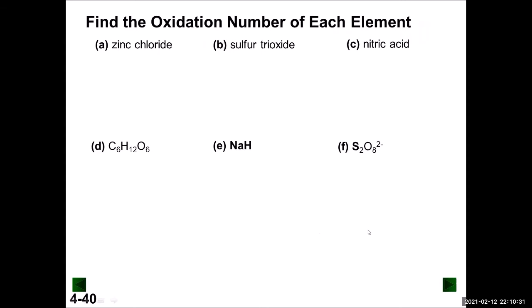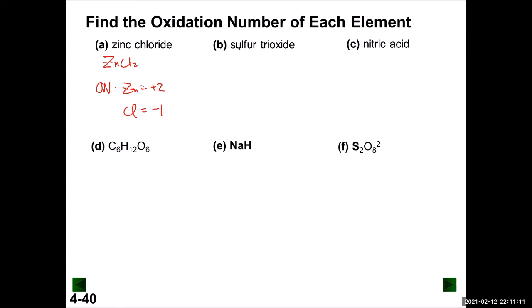This slide shows you some examples. I'm going to walk through each formula one by one. The first is zinc chloride. In the zinc chloride compound, according to the rule in the previous slide, zinc should have a +2 charge and chloride a -1 charge. So the oxidation number for zinc equals +2, and for chlorine equals -1.